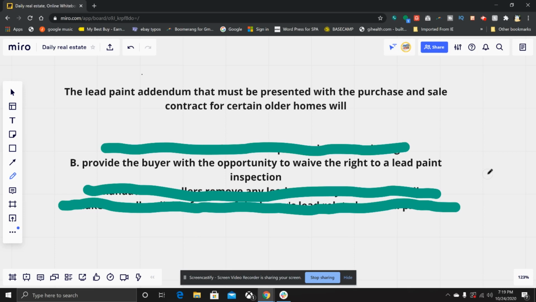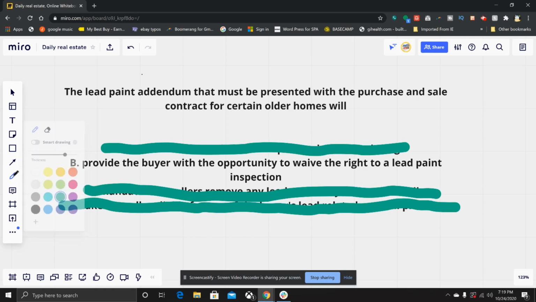And then it gives the buyer the opportunity to either inspect the property for lead based paint if they so desire, or provide them with the opportunity to waive that right. So, guys, that is the situation right here when it comes to the lead based paint disclosure and addendum. And, guys, I hope you like this one. It was a little tricky, but you see, there's a couple of answers in there.